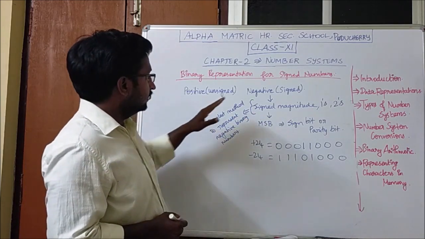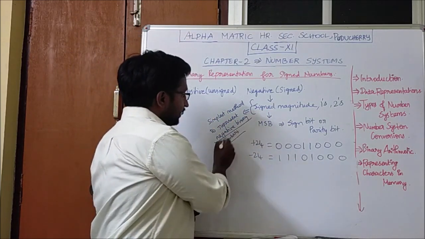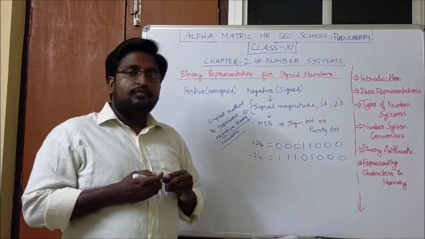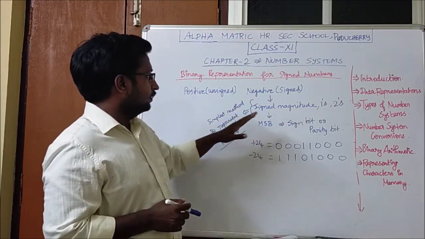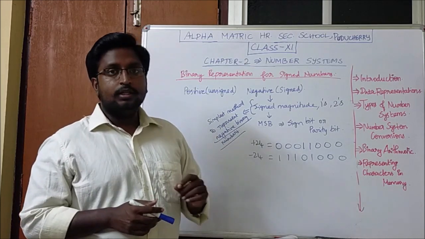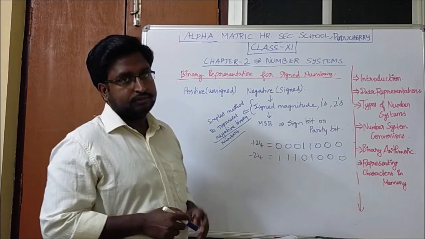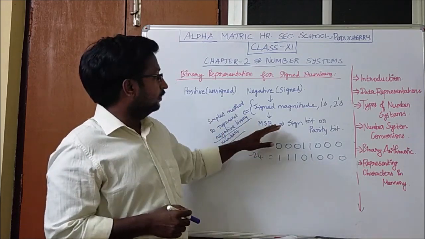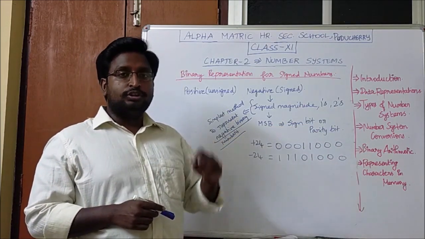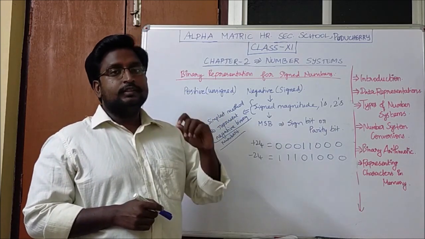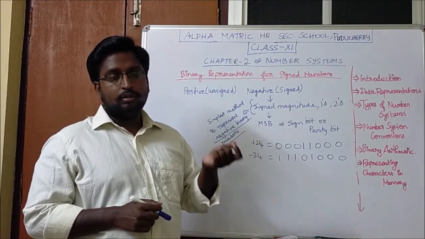Among these three, the sign magnitude is the simplest method to represent negative binary numbers. We have seen the positive binary numbers, whereas the sign magnitude method is used to represent the negative binary number. How do they identify the negative number? With the help of the most significant bit, that is the leftmost bit. They call it the sign bit. By identifying the leftmost bit, they can tell whether it is a positive number or a negative number.